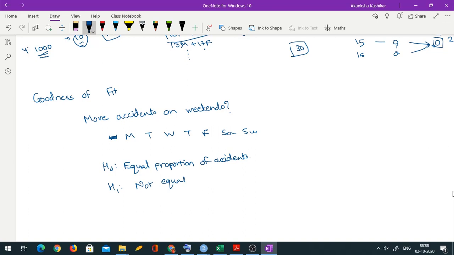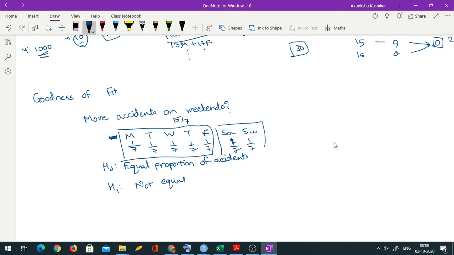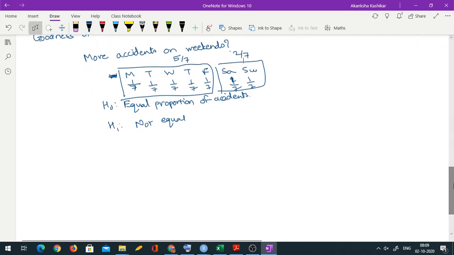Okay. So I want 1 by 7 here, 1 by 7, 1 by 7, 1 by 7, 1 by 7, and then again 1 by 7, 1 by 7. So if I want to divide into all 7 classes, I know that each of them should have 1 by 7 number of accidents roughly. If I want to actually divide only the weekend weekday thing, then this ideally should have 5 by 7 because there are 5 days, and this should have 2 by 7 as the proportion of accidents. Okay. So let me go with the 1 by 7 case.